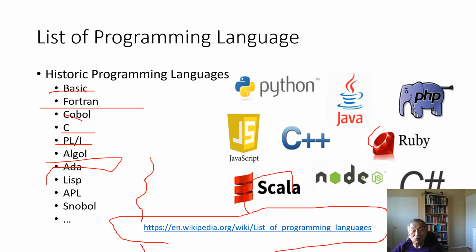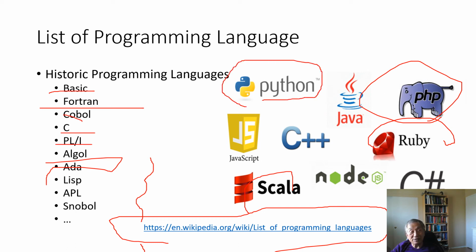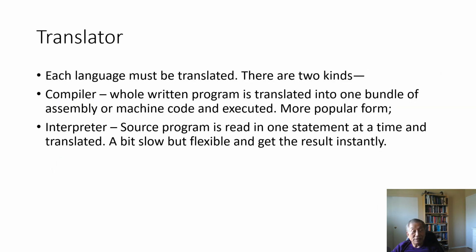Scala, Ruby, and PHP are somewhat more common ones. But these days Python is something that we recommend because it has very, very simple syntax and is a very powerful programming language. Then once you have this kind of programming language, you need a translator.